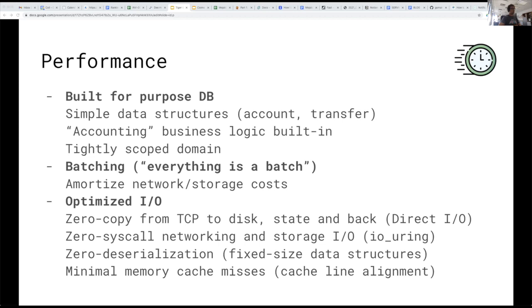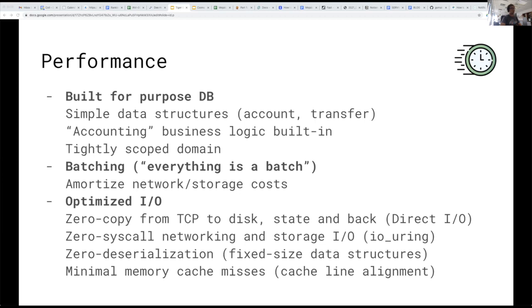And the result is that we only have two data structures. So we have an account and we have a transfer. And so the business logic inside of TigerBeetle is very easy to understand. As I say, it's a very tightly scoped domain. So we can be very confident about what's happening inside of TigerBeetle, and there's not an exponential number of logical parts that we can have.